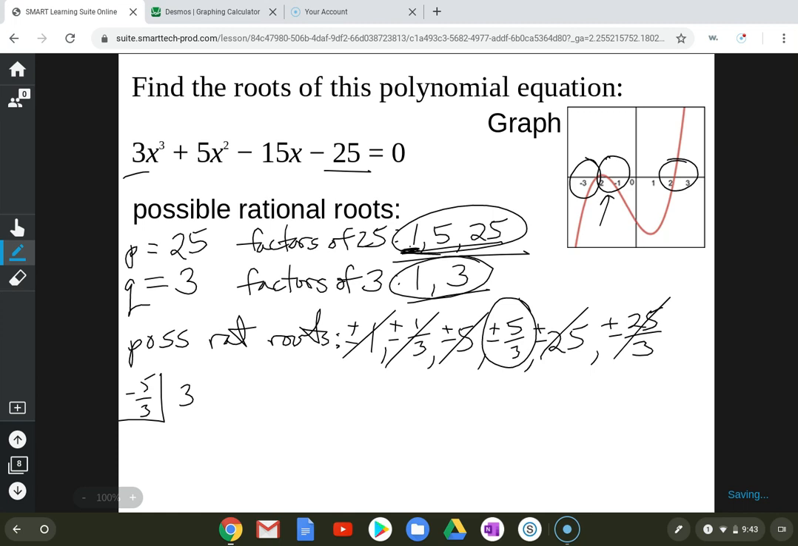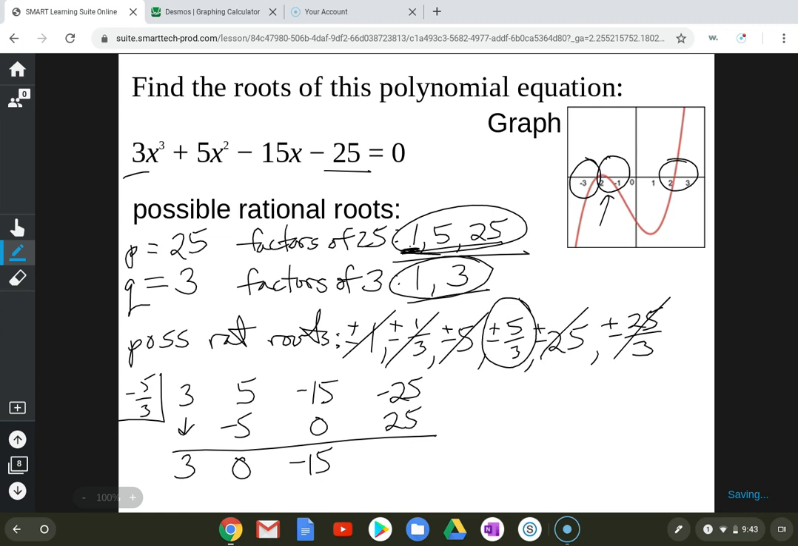So 3, 5, -15, -25. Bring down the 3. Multiply up. 3 times -5/3 is -5. 5 plus -5 is 0. 0 times -5/3 is 0. -15 plus 0 is -15. -15 times -5/3 is positive 25. Add down, we get 0. If our remainder is 0, that means this must be a 0 of the polynomial.